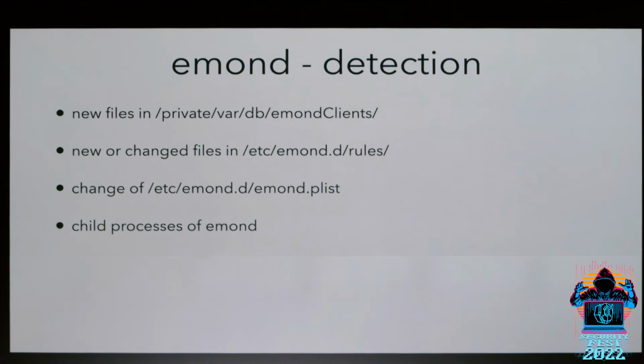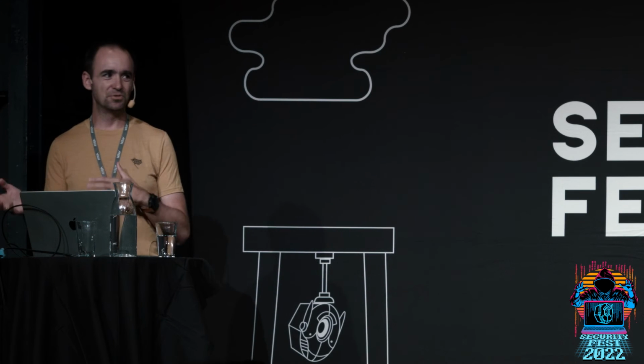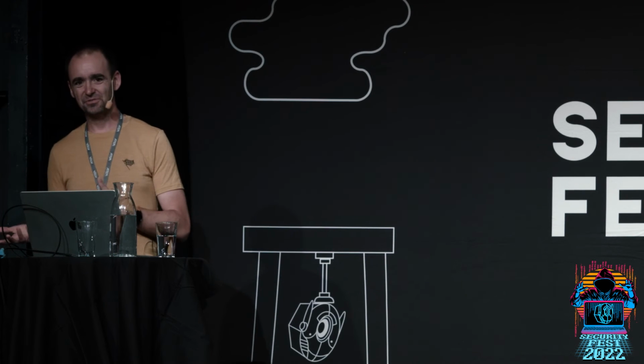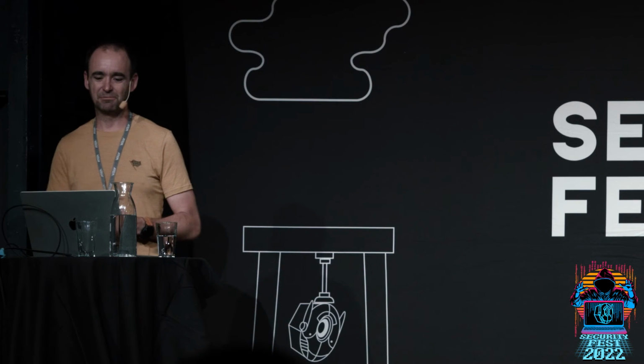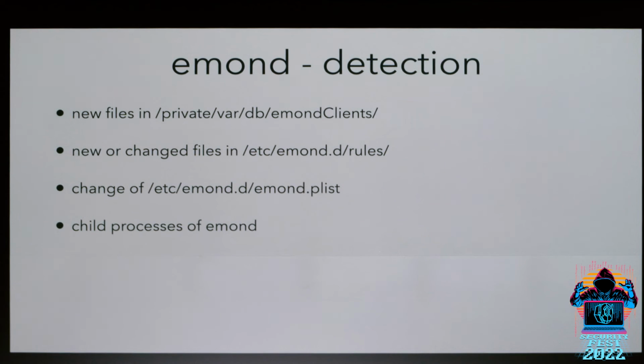So, detection. First of all, if emond is usually not used in your environment, any new file in the emond clients directory is a huge alert because there shouldn't really be anything. Then any new or modified files in the rules directory, a change of the emond plist configuration file, and any child processes of emond. I think any of these can normally be a huge red flag.